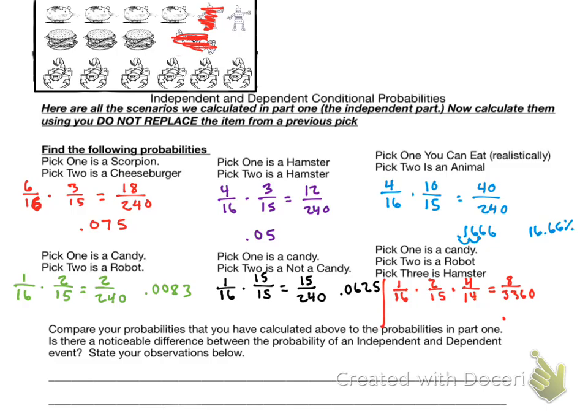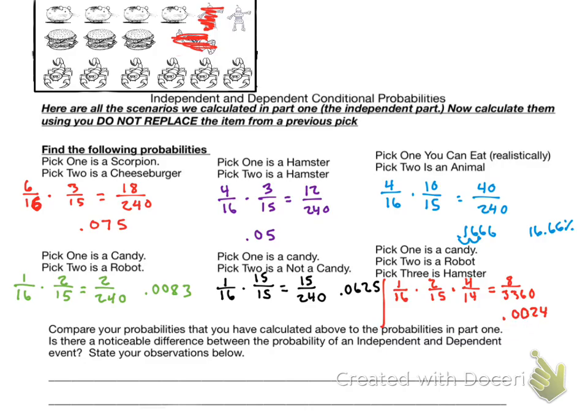is 0.0023, let's just say 0.0024. Okay, so that's a very small percentage. If you look at that, that's a 0.24% chance, very small percentage.